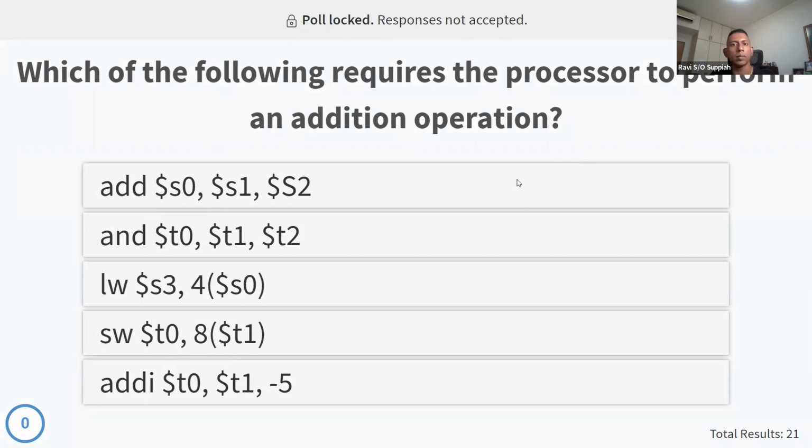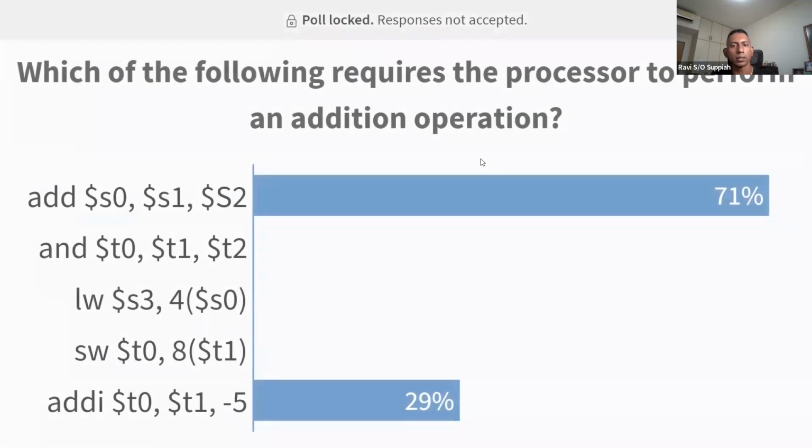Okay, so time's up. Let's see what the answers are. Everybody got the first and last, but everybody missed out on load word and store word. Load word and store word, the processor is still performing an addition operation, because you have the base register S0 added with the offset. Same thing for store word, base register added with the offset. It is an implied addition, correct? So we don't explicitly say add, but the processor does perform an addition operation. It is an implied sort of operation. So always remember, load word and store word do have add operations.